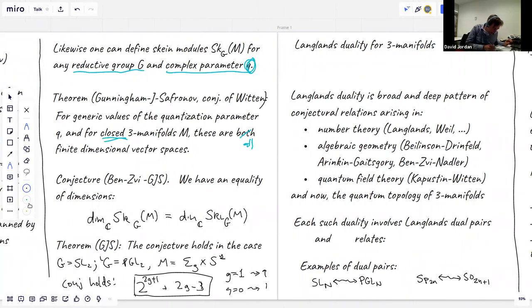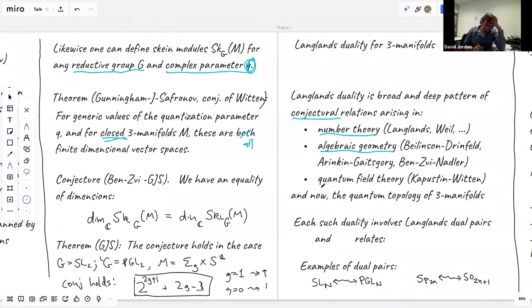So I've been talking about Langlands duality. I want to spend a few minutes just saying what that is. It's a pattern of conjectural relationships that first arose in number theory and works of Langlands, of course, Andre Weil and Harish-Chandra. It found new life in algebraic geometry in a conjecture of Beilinson and Drinfeld, and then a refinement of that conjecture by Arinkin-Gaitsgory, and a variation by Ben-Zvi–Nadler. So I'll be reviewing those.